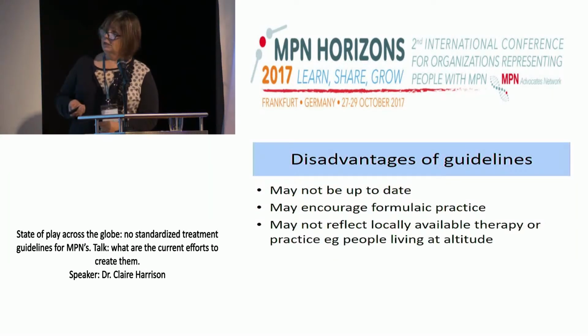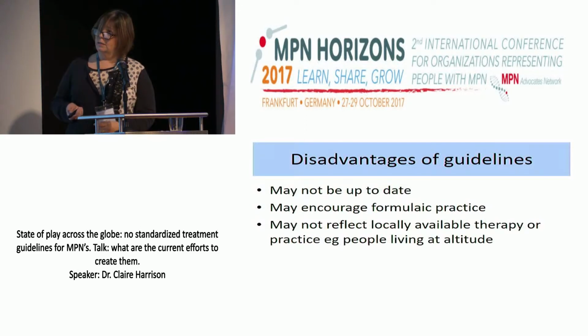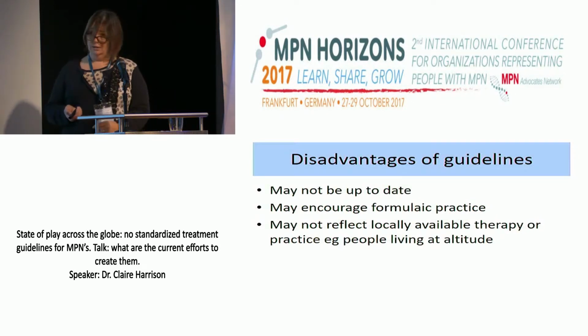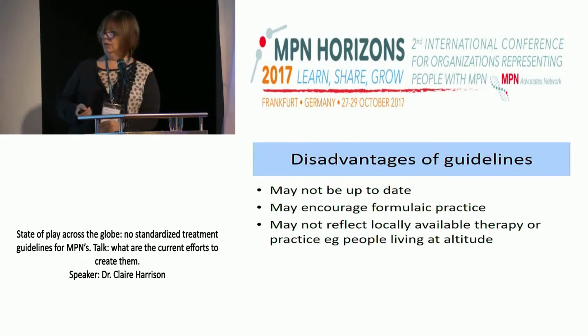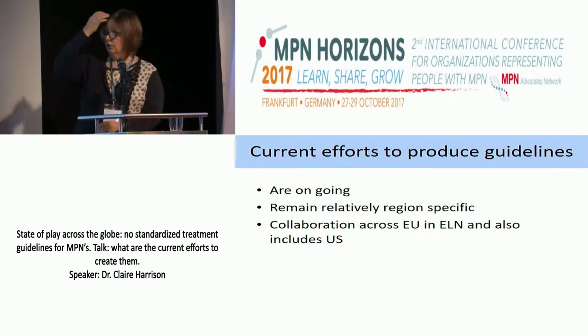So that illustrates the disadvantages of guidelines. They may not be up to date. They may encourage formulaic practice, which is not good. We want to individualize to some extent our practice, and they may not reflect always locally available therapy. We discussed that this morning. Or local practice. For example, there's a lot of discussion in PV about patients living at altitude who might need a higher hematocrit. So what are our current efforts?